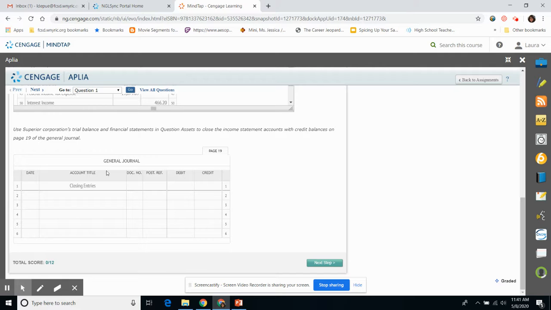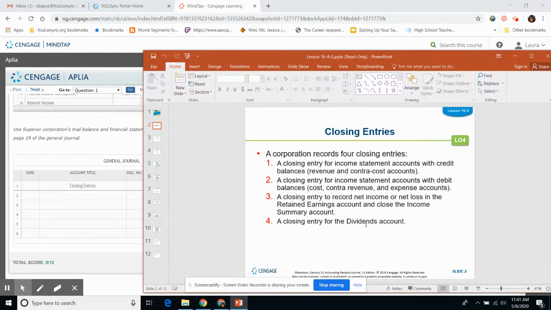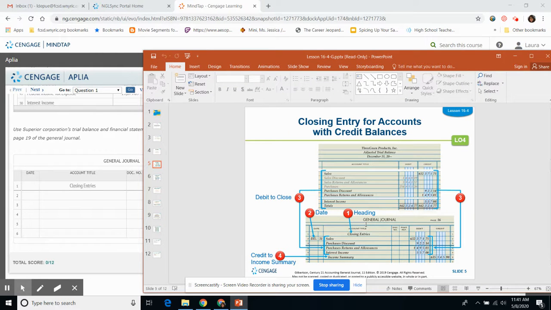So here's the general journal. In the PowerPoint and the notes, it does show you how to journalize each one of these closing entries. So they already put this title for us, closing entries, right here. We're going to use the end of the month, end of the year, so December 31st.